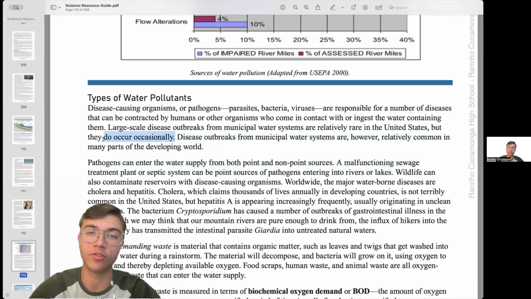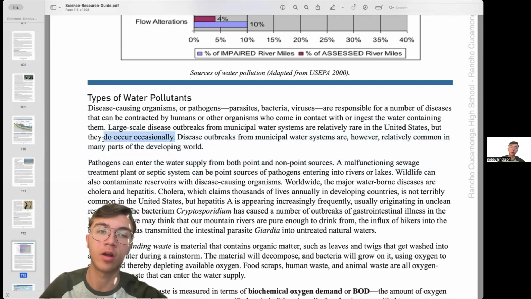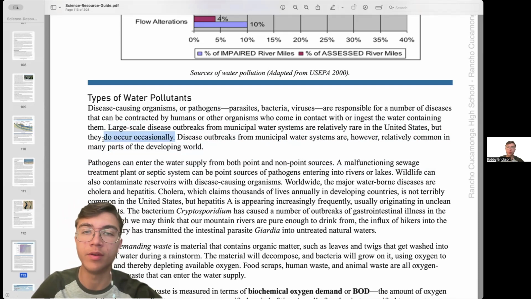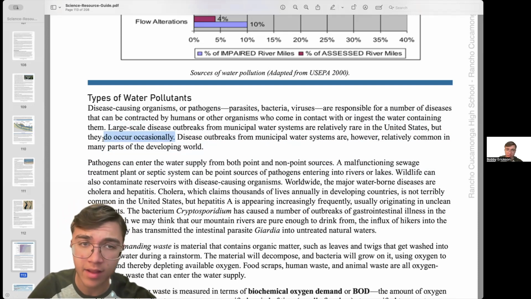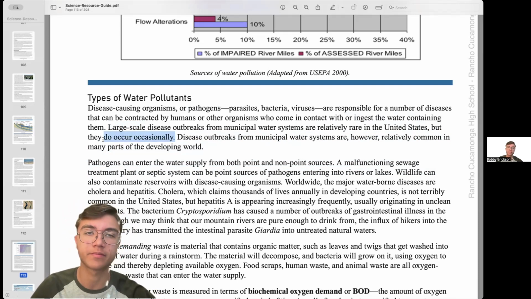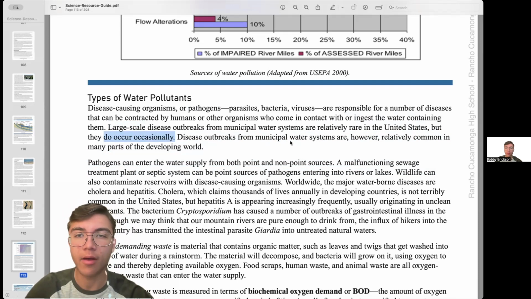So, how often do large-scale disease outbreaks from municipal water systems happen in the United States? Well, occasionally. Now, they are relatively common, however, in the developing world.